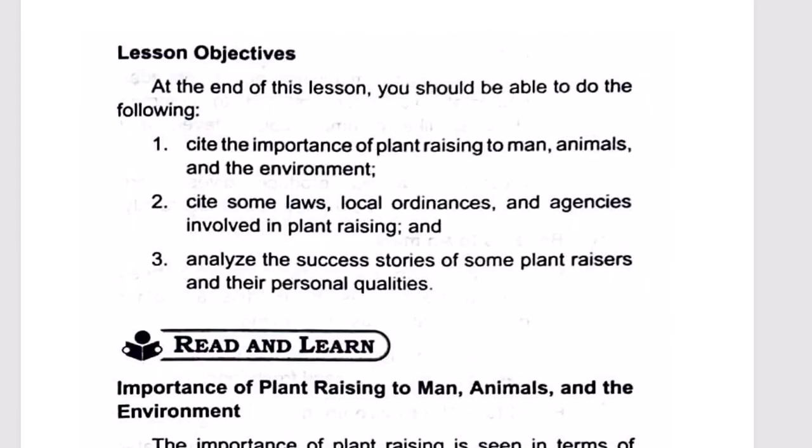Lesson objectives. At the end of this lesson, you should be able to do the following. Number 1 is cite the importance of plant raising to man, animals, and the environment. Number 2 is cite some laws, local ordinances, and agencies involved in planting and plant raising. And number 3 is analyze the success stories of some plant raisers and their personal qualities. Okay, so read and learn.